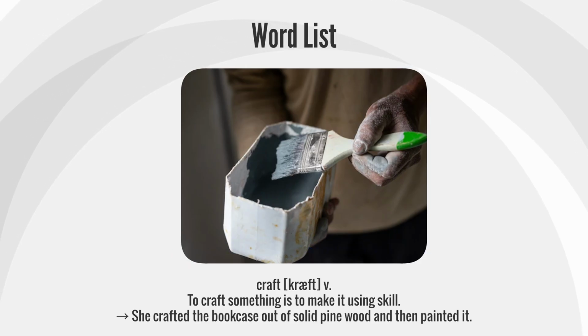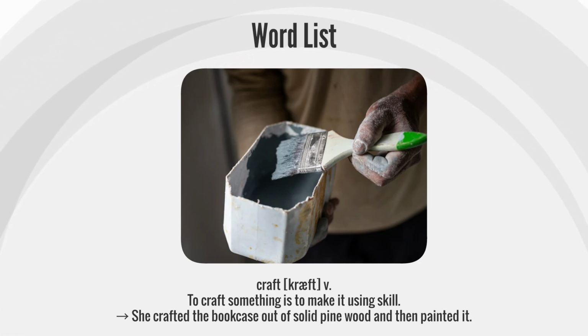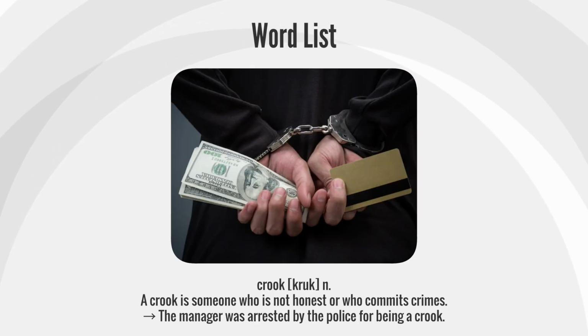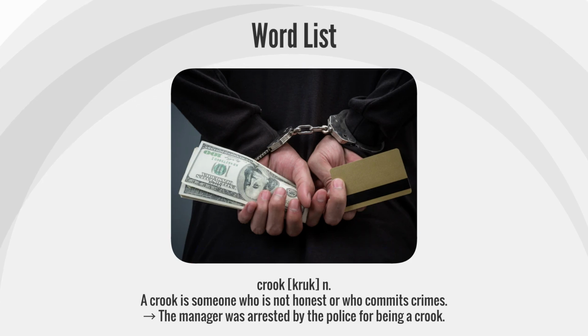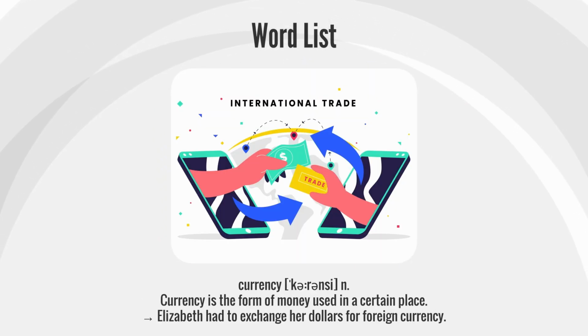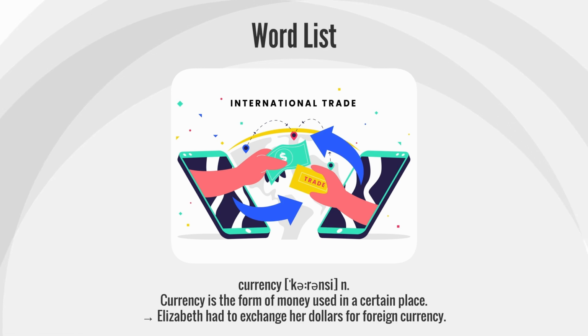Craft. To craft something is to make it using skill. She crafted the bookcase out of solid pine wood and then painted it. Crook. A crook is someone who is not honest or who commits crimes. The manager was arrested by the police for being a crook. Currency. Currency is the form of money used in a certain place. Elizabeth had to exchange her dollars for a foreign currency.